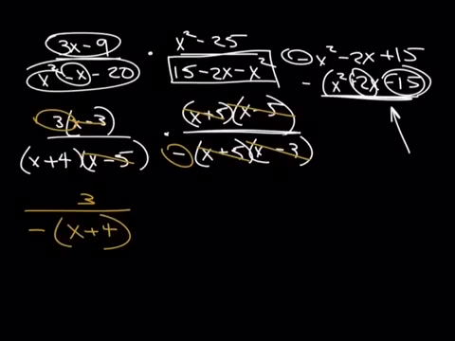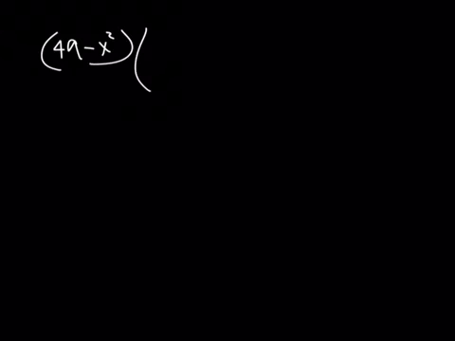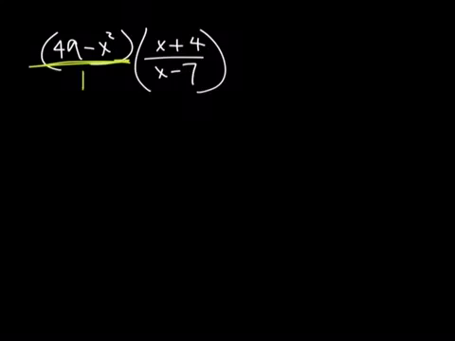Alright, let's look at example number 5, and it's saying multiply. And whenever it's asking you to multiply, and one of them is a fraction and one of them is not, you just make the other one a fraction by putting it over 1. Now they're both fractions. So let's go ahead and simplify. So we've got the difference of 2 squares there.